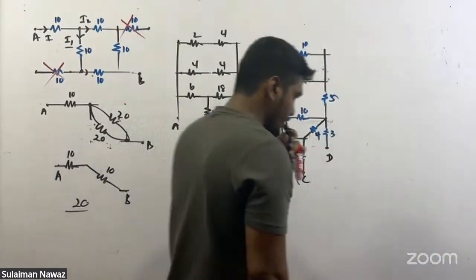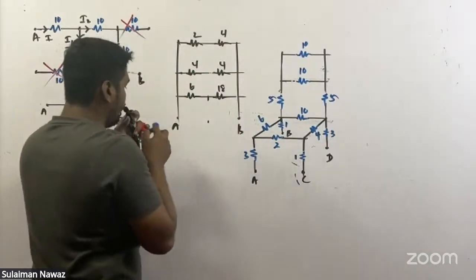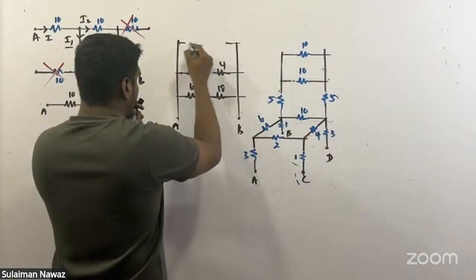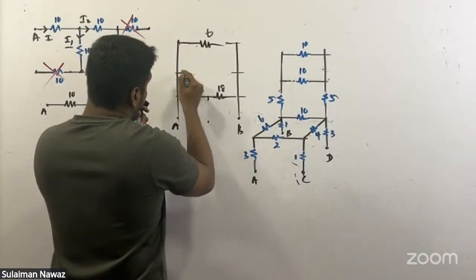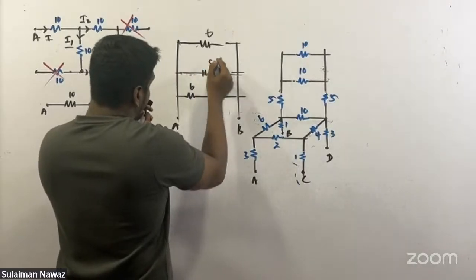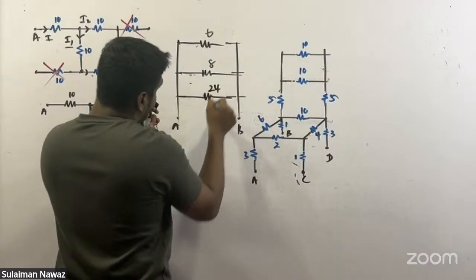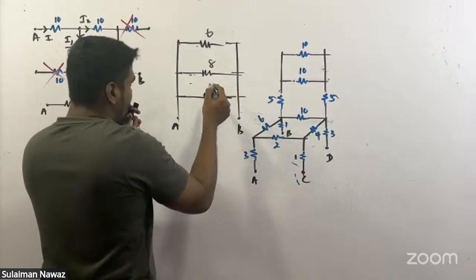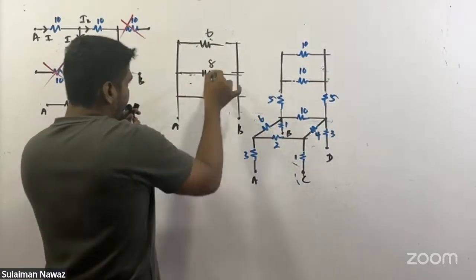Okay, right. Can remove this one. Then 2 and 4 in series is 6. And 4 and 4 in series is 8. And 18 and 6 in series is 24. Different people can do it different ways. Now one can consider these two.